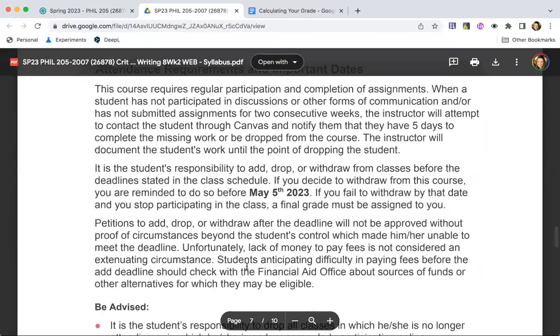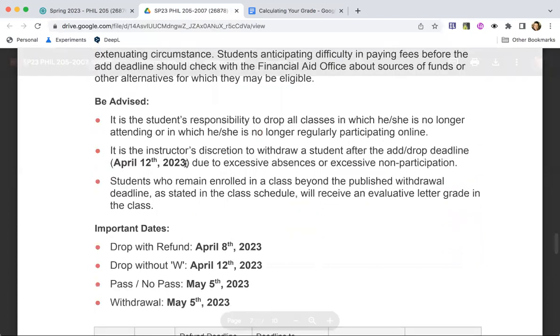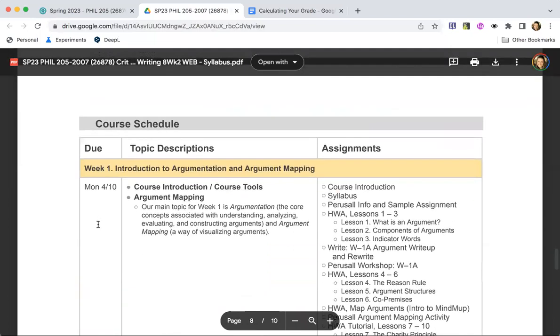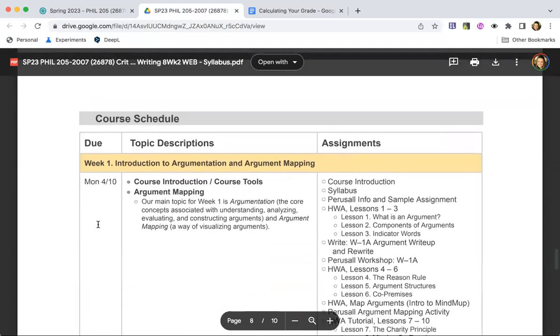Okay, important dates. Be sure to add these to your calendar: the drop, W, pass, no pass, and withdrawal dates. Those are important. Finally, the course schedule.